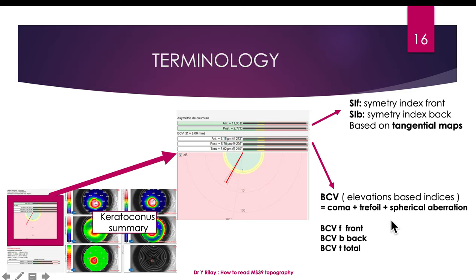It studies also some indices about wavefront, but only about coma, trefoil, and spherical aberrations. So the BCV is a parameter which includes only coma, trefoil, and spherical aberrations, and we can calculate it for the front surface, back surface, and the total.